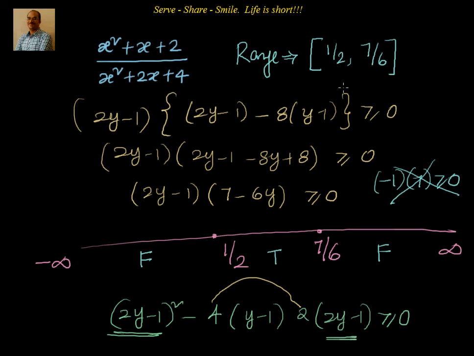So let's solve another example of the same type where the denominator is, let's say, instead of x square plus 2x plus 4, x square minus 3x minus 6 in the next session.